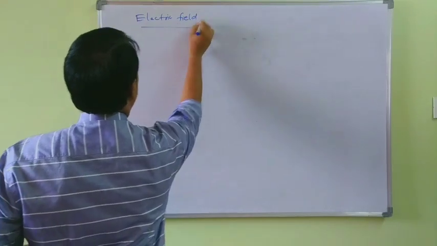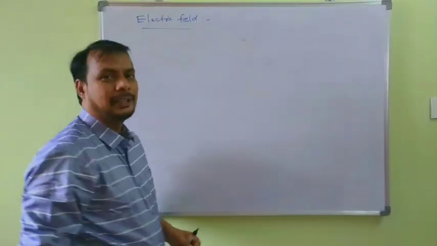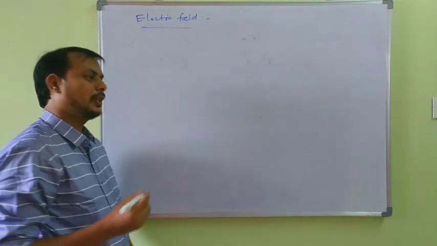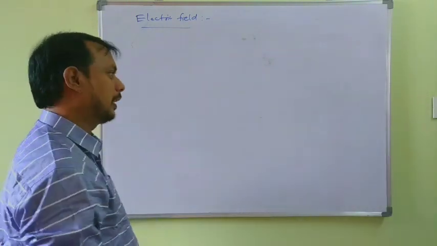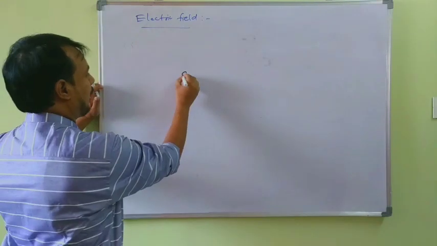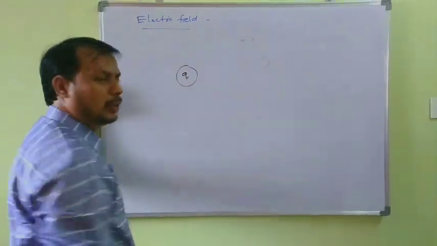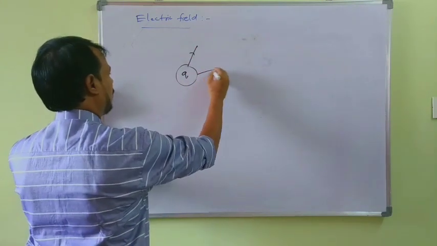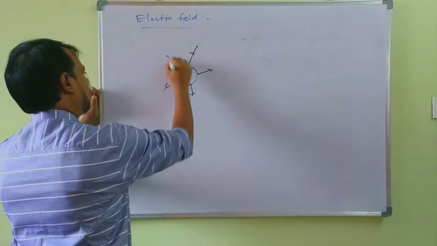Electric field. So field is nothing but the region, the region of the charge. Last class we discussed electric lines of force. An electric line of force is nothing but the imaginary path of a unit positive charge. So if it is a positive charge, electric lines of force are outwards, right?